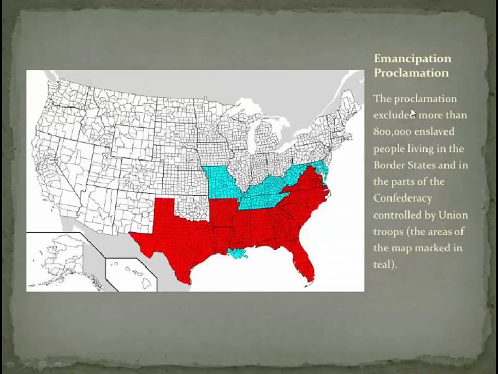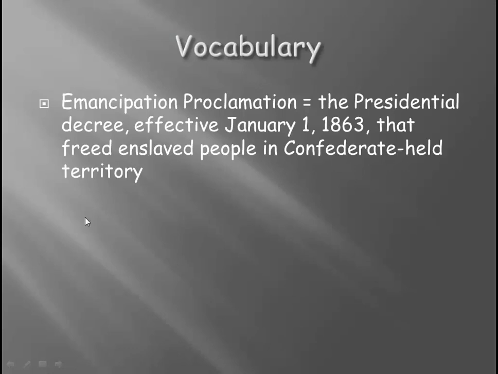Once again, when you look at it, the proclamation excluded more than 800,000 enslaved people living in the border states. It did not include these border states, and it did not include Louisiana because the North had held that already. So really, the statement said that all the slaves in these red states are free, but don't forget, these red states aren't even listening to Lincoln because they seceded and they have their own country. So it really doesn't free anybody, okay?